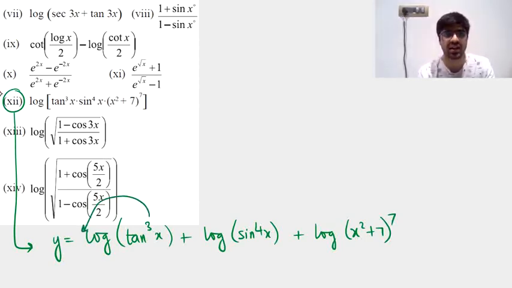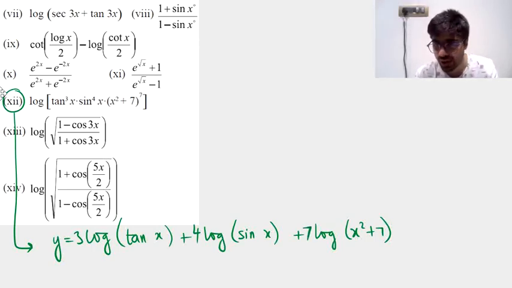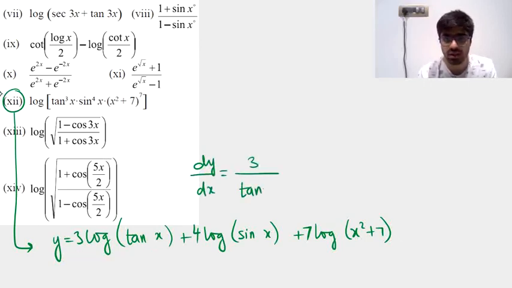This cube can be taken out because tan cube x is like tan x the whole cube, and that cube comes out from here. So this 3 comes out, making it 3 log tan x. Similarly, this 4 comes out, making it 4 log sin x. 7 comes out, making it 7 log of x square plus 7. And now take a dy by dx. So 3 log tan x will be 3 upon tan x into the derivative of tan x, which is sec square x.